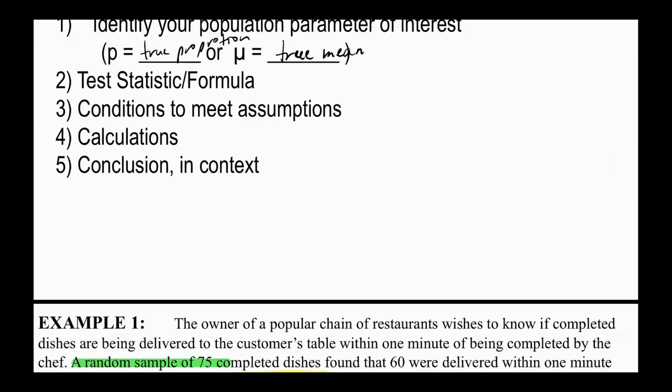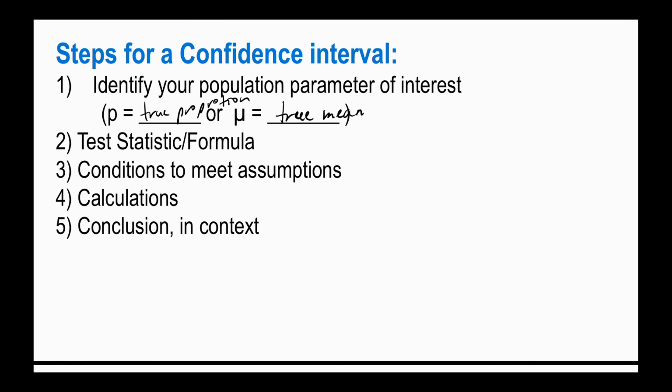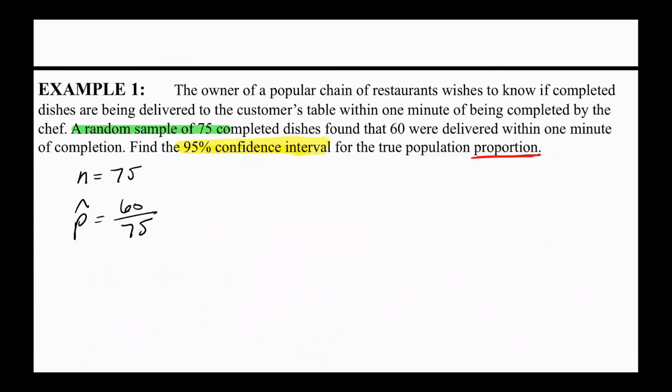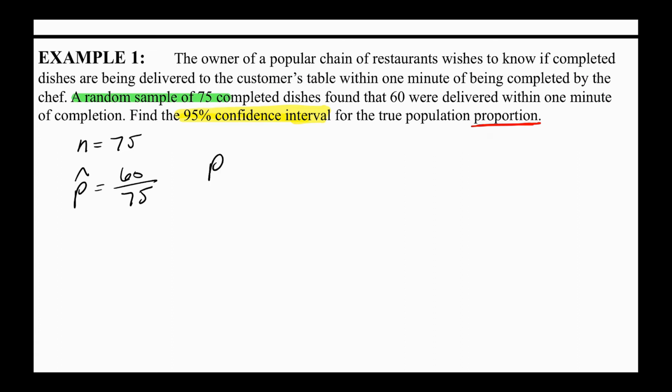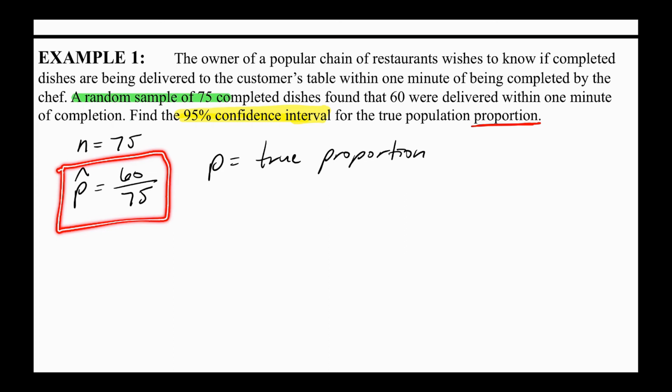So let's go to step one. Step one says identify the population parameter of interest. That's P. So we start true proportion. True proportion of males delivered in a minute. There you go. This is P hat. This is the sample, right? So where does this sample come from? That's what I want to know in words. Where does this sample come from? Well, this is based off of 75 meals.